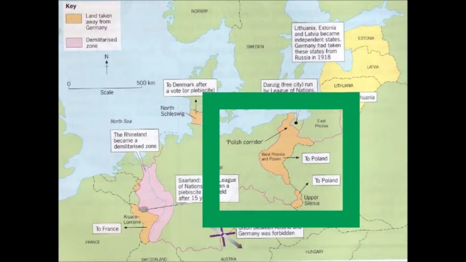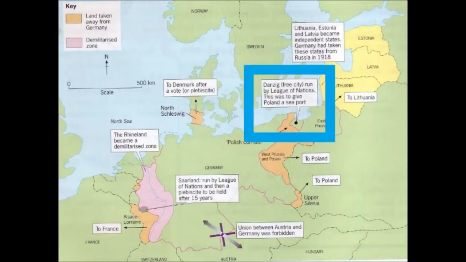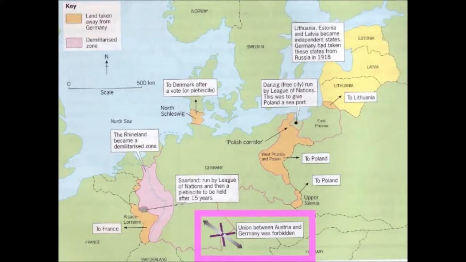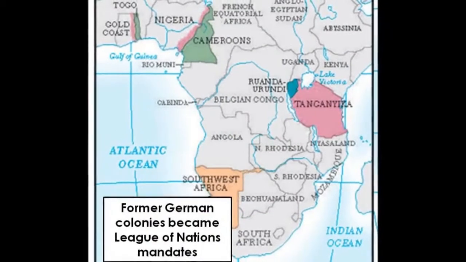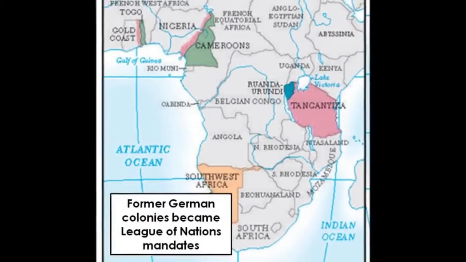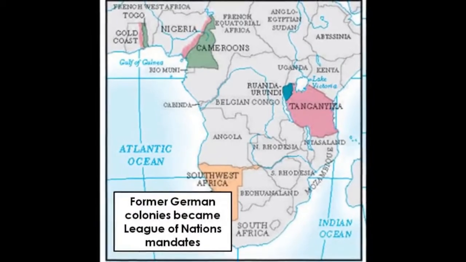The nearby city of Danzig, too, was to be run by the League of Nations. Estonia, Latvia and Lithuania were to become independent states. Finally, union or Anschluss between Germany and its traditional wartime ally Austria was forbidden. In addition to this loss of territory, Germany's overseas colonies were to be run by the League of Nations, which effectively meant that they were controlled by Britain and France.